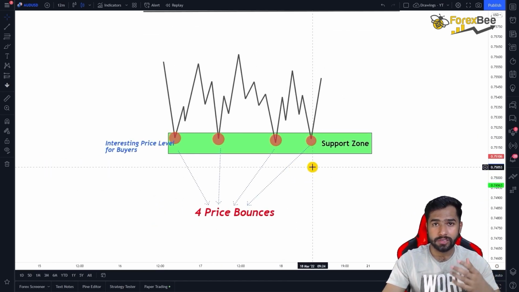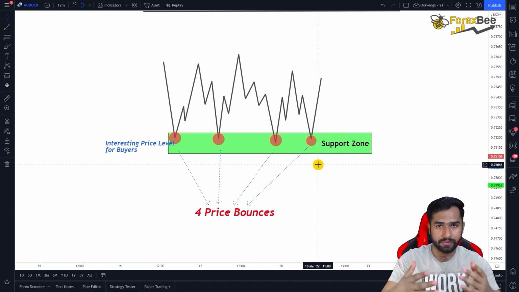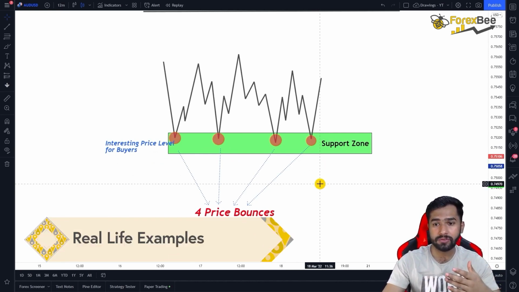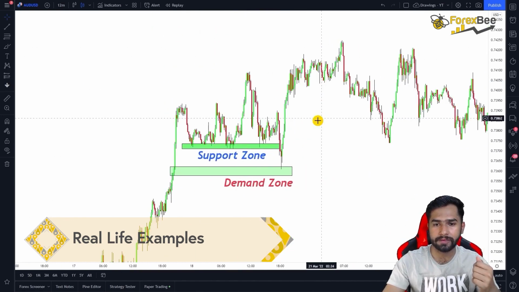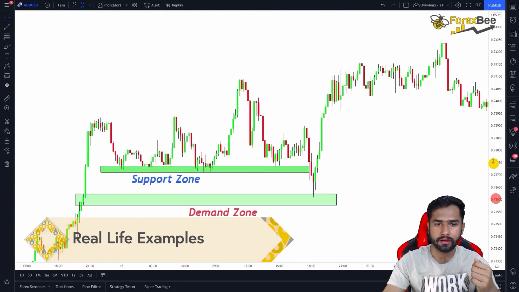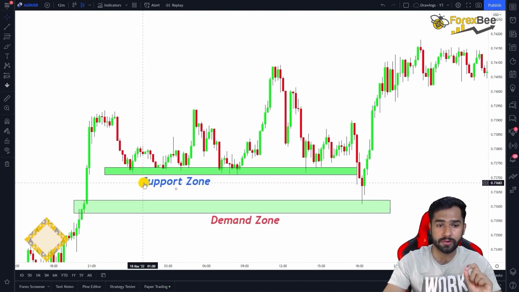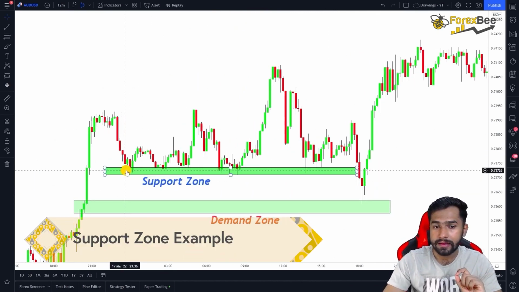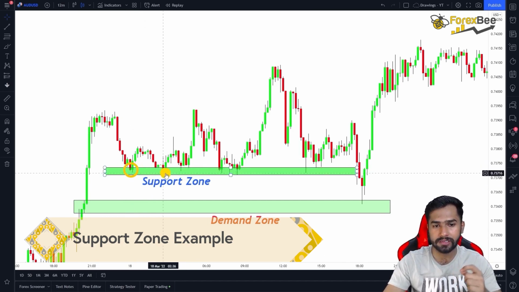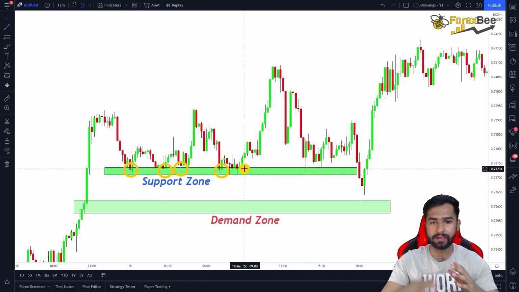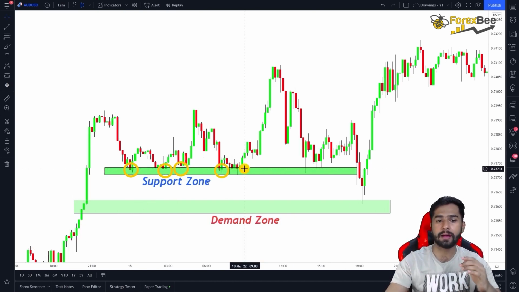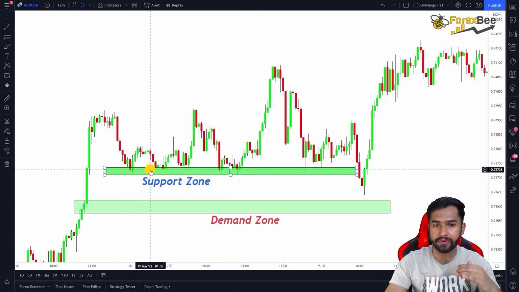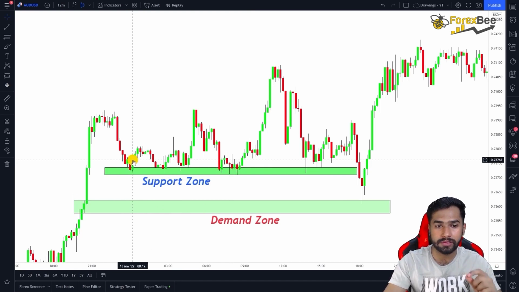Now let's go through the charts in order to see some real life examples of how supply and demand zones and support or resistance zones are traded. So let me just go to the charts below here. And here we can see the formation of a support zone, because we can see the market is getting rejected from this level again and again. Here you can see this is the first touch, second, third, fourth. So the market is coming down, but it finds a support at this level. That's why it gets rejected. The sellers get rejected, and the market goes in the bullish trend again.